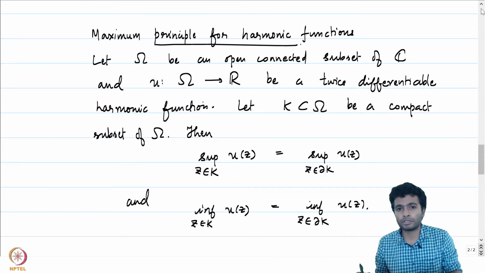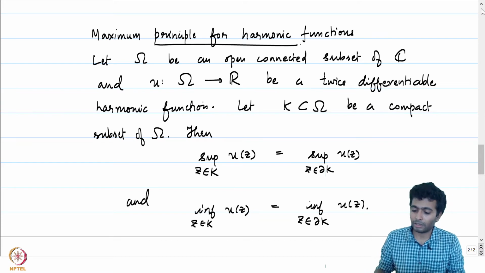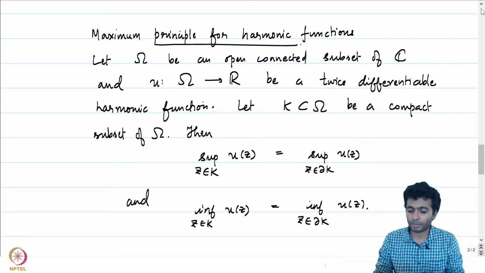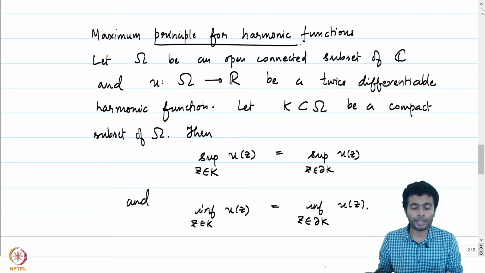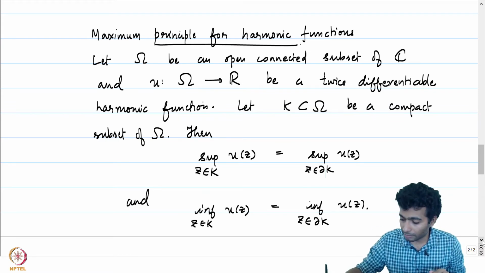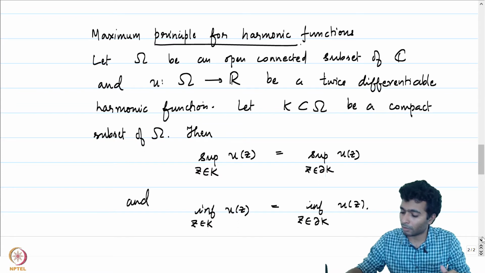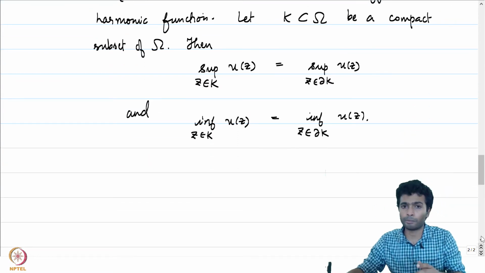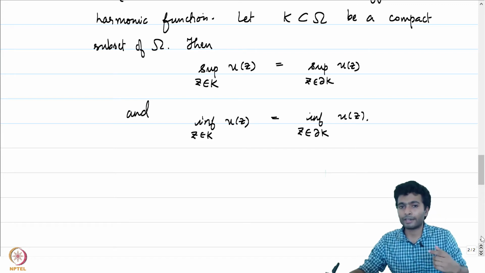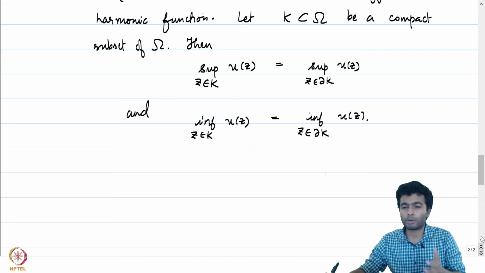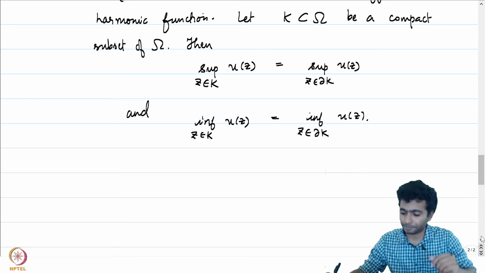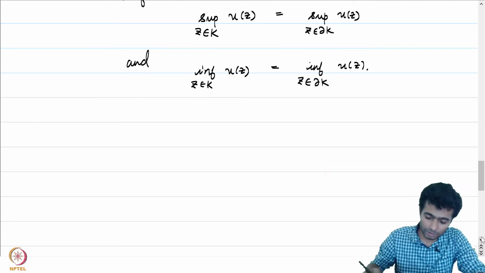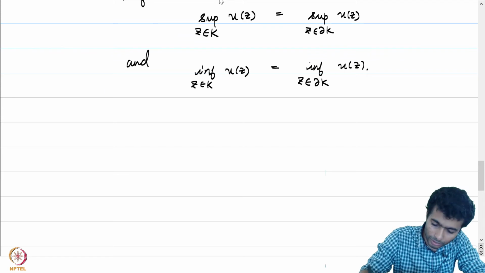So the maximum principle tells us that given a real valued harmonic function and a compact subset k of omega, the maximum, the supremum and the infimum of the harmonic function over the compact set are always attained on the boundary. There are points on the boundary where it will be attained. Let's have a look at the proof of this statement.